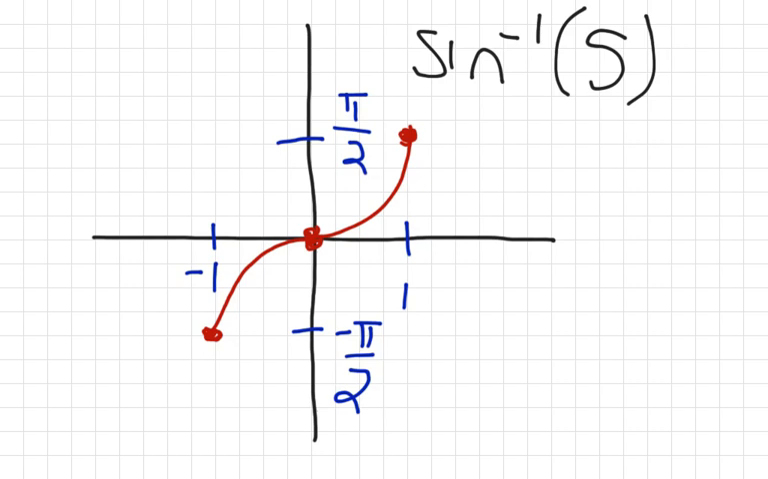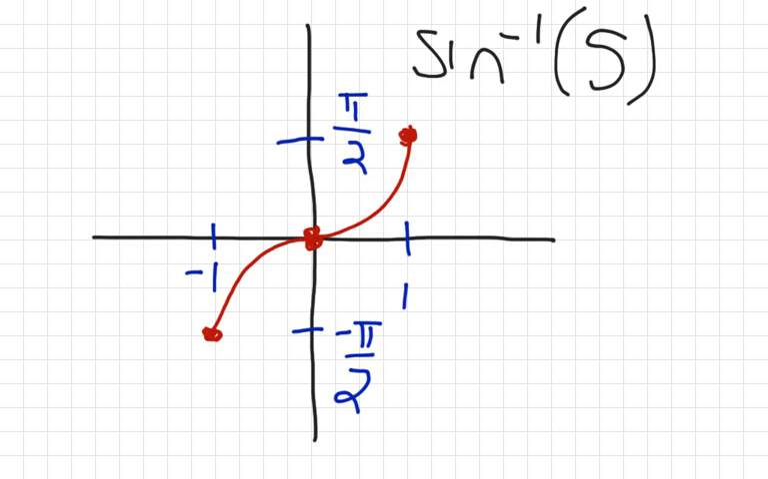Where's 5? To the right. 5 is on the right. Okay, so 5 is somewhere way over here, right? We don't know where. Is that on the graph? No. So we don't know what sine of 5 is. It's impossible. In fact, if you put that in your calculator, it'll probably say domain error.